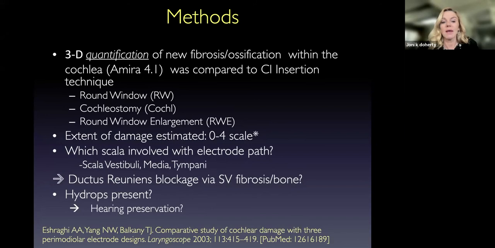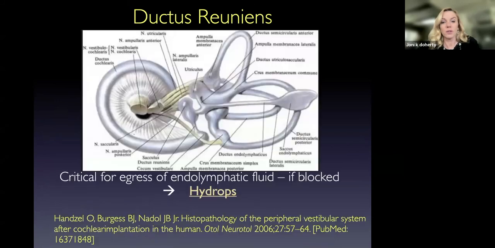And the extent of the damage was estimated on a 0 to 4 scale. And then which scala were involved with the electrode path was recorded, and whether the ductus reuniens was blocked with fibrosis from the scala vestibuli or new bone formation. And then finally, whether hydrops was present and whether hearing preservation was achieved.